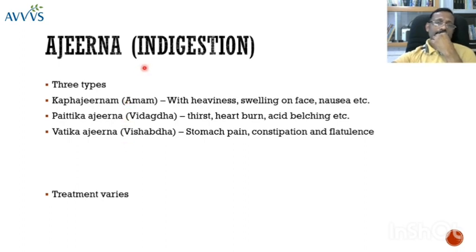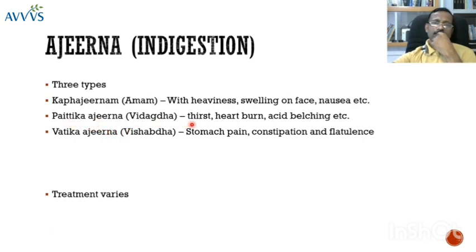Three types of ajirna. Ajirna means indigestion. Indigestion means that even though you consume optimum quantity, the things are not properly digested in your body. So that is called ajirna. Ajirna can be of three types according to some symptoms. For example, if indigestion is there along with heaviness, swelling on the face and nausea, usually you see the complaint of nausea while indigestion is there. Such a thing will be kaphajirnam, meaning these symptoms are contributed by kapham. Nausea is from the upper part, that means kapham.